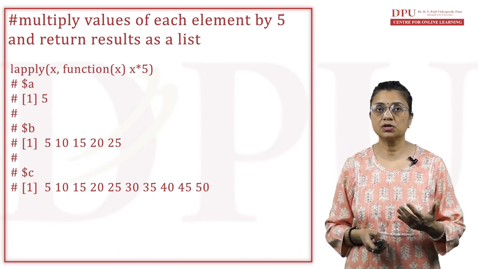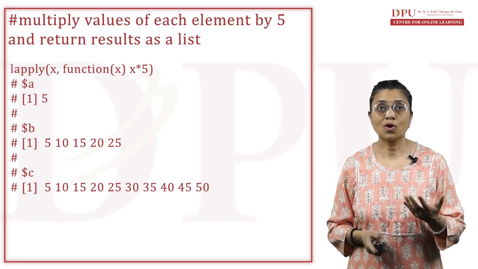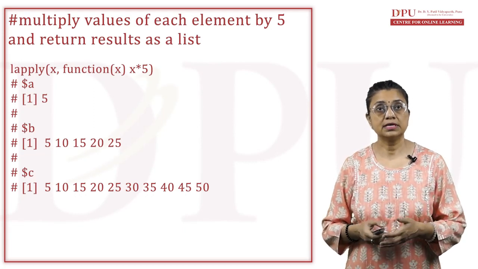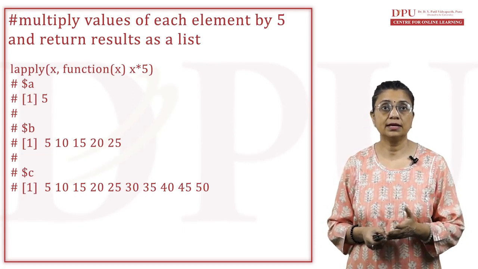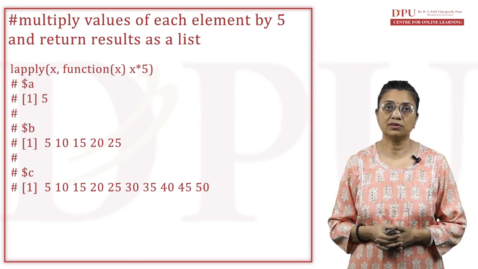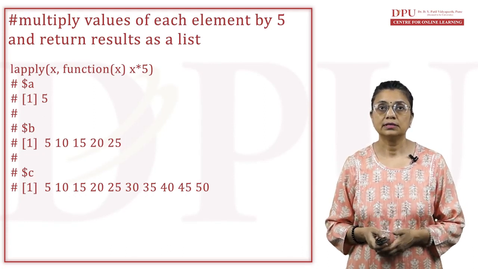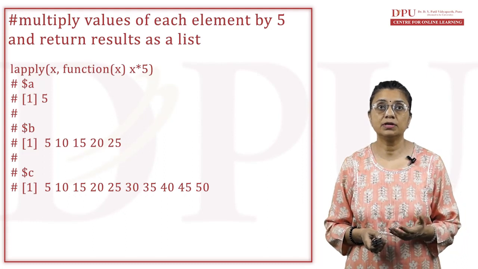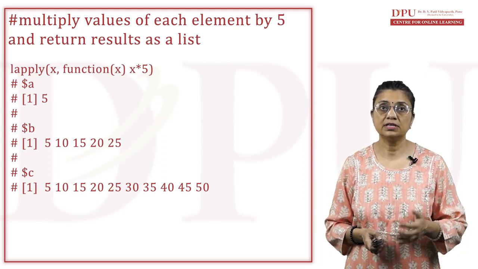Why is it 5? Because A is 1, so 1 multiplied by 5. The second output is 5, 10, 15, 20 and 25. So you can see over here that I'm multiplying every element of x, and every element is multiplied.